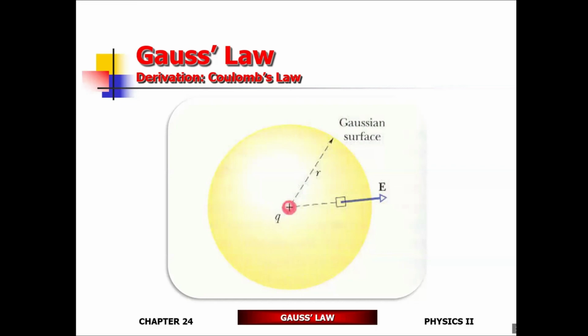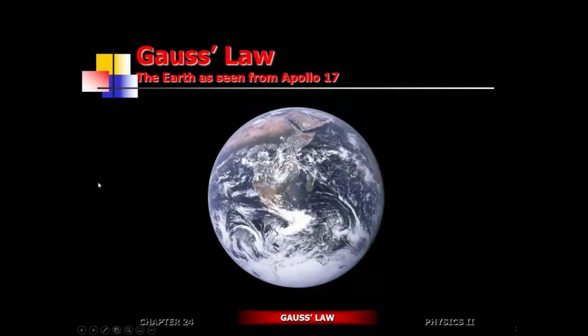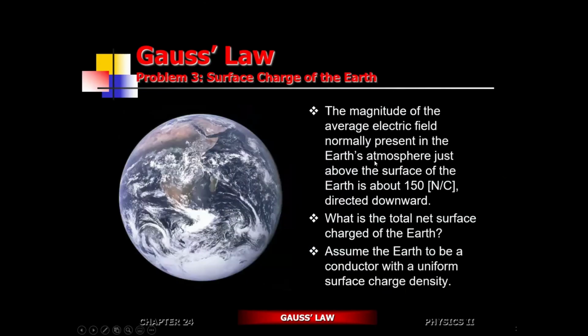So the next question is, how do we know that? Okay, so how do we know that the Earth is negatively charged? Here's how we know. Here's the Earth. It looks flat because it is dimensionally. The reason we know that the Earth is negatively charged is because if you measure the strength of the electric field, it's pointing in the downward direction. So the Earth's electric field points towards the Earth, which means that the Earth is negatively charged. So the question is, what is the value of that charge? It's 150 newtons per coulomb, directed towards the Earth. So what is the net charge of the Earth?